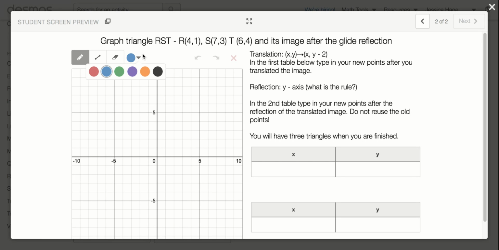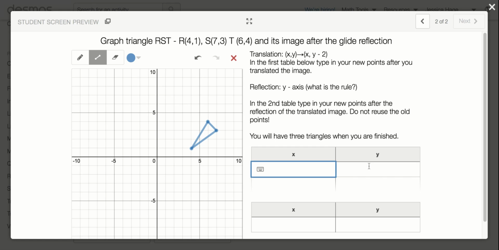The second one, same thing, we're going to graph the triangle: 4, 1, 7, 3, 6, 4. But we have 2 other movements for our glide reflection. This time the rule tells us to not do anything with x because there's no number with it. So we don't do anything side to side, but we do y minus 2. If we subtract 2 from the y's, that is going to move our figure down.